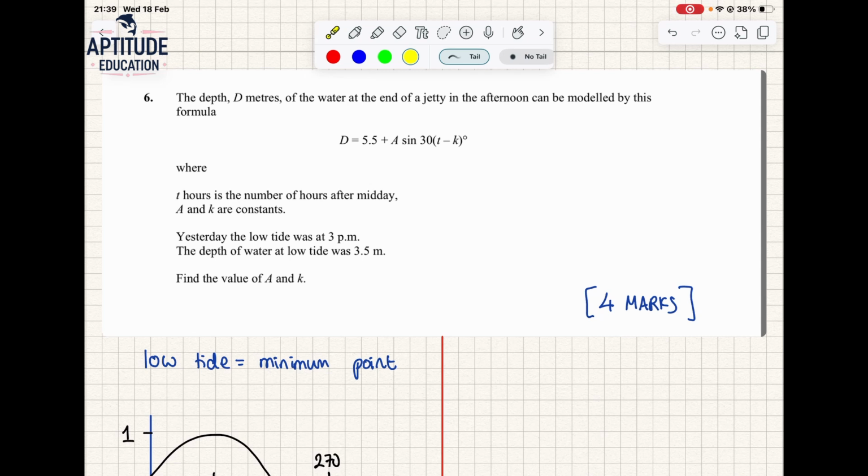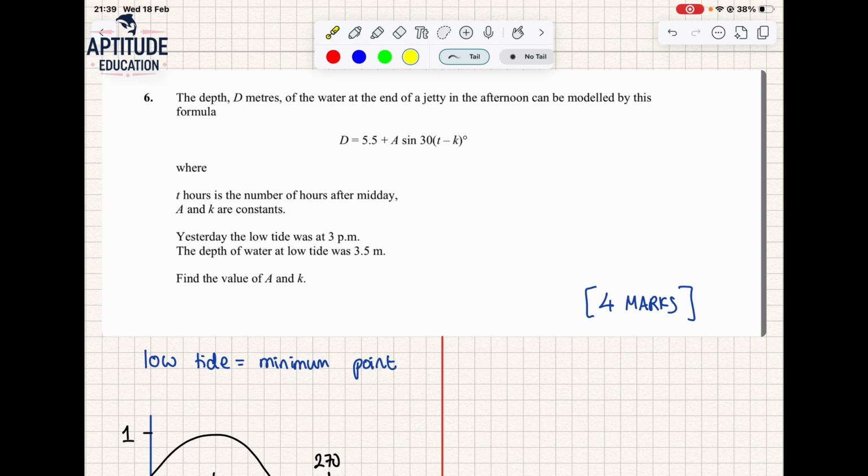Let's have a look at this GCSE past paper question on trigonometry, higher tier. Question 6. The depth d meters of the water at the end of a jetty in the afternoon can be modelled by this formula here, where t hours is the number of hours after midday, a and k are constants. Yesterday the low tide was at 3 p.m., the depth of water at low tide was 3.5 meters. Find the value of a and k.